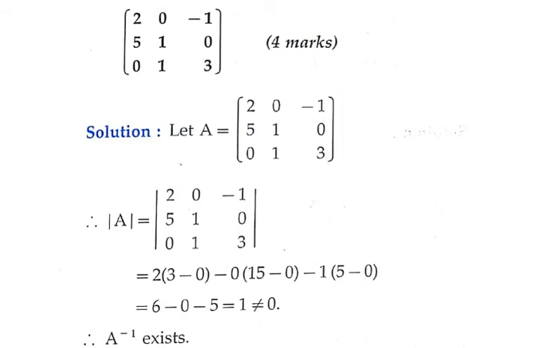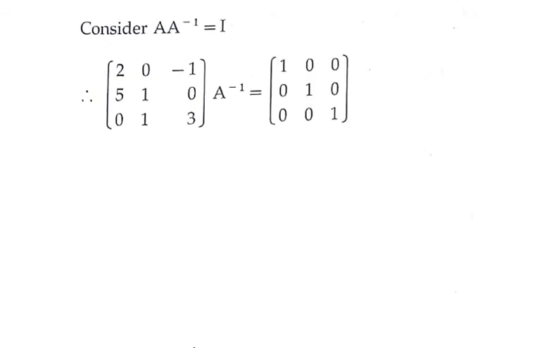Now that we have established that A inverse exists, we will start finding the A inverse matrix by the transformation method. Because A inverse exists, consider the equation A into A inverse is equal to I. Now substitute the value of matrix A, that is 2 0 minus 1, 5 1 0, 0 1 3, in place of matrix A, and A inverse is equal to the identity matrix, and the 3 by 3 identity matrix is 1 0 0, 0 1 0, 0 0 1. Now let's begin with the steps one by one.